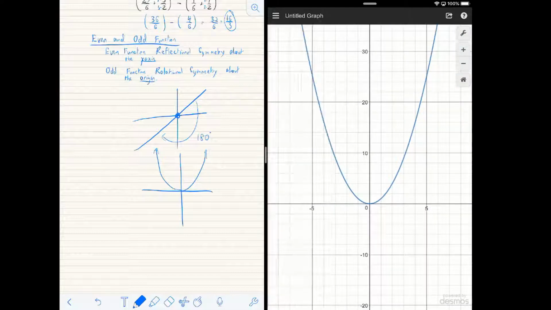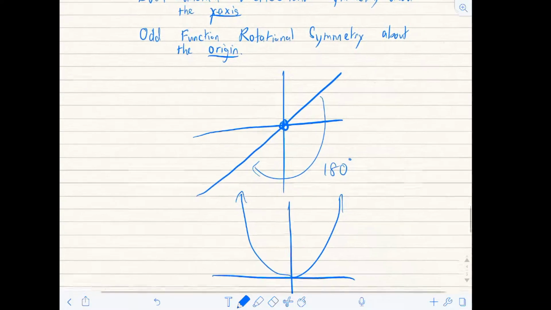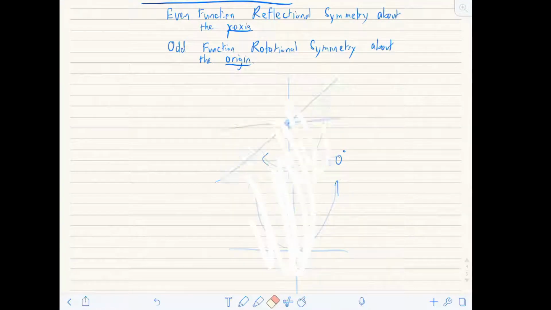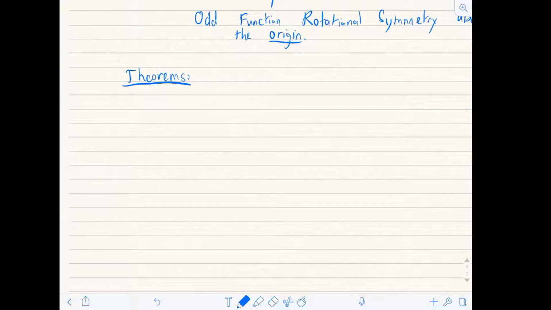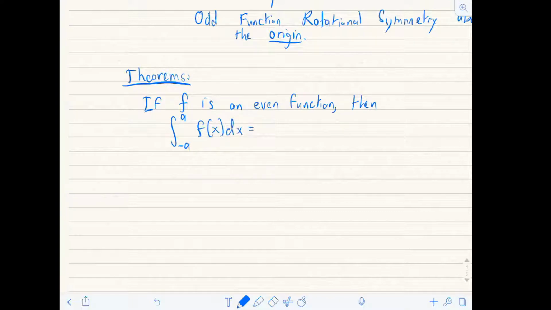Now we're going to talk about these in terms of integration. So I'm going to erase these just a second. So these are important, so these are theorems. And some of you could probably think about how these are actually organized before you even start this. But if f is an even function, so think about that parabola, then if I said the integral from negative a to a of f of x dx, what would that be equal to?